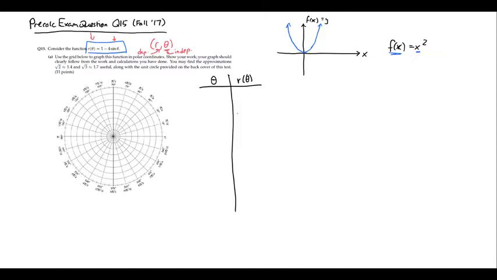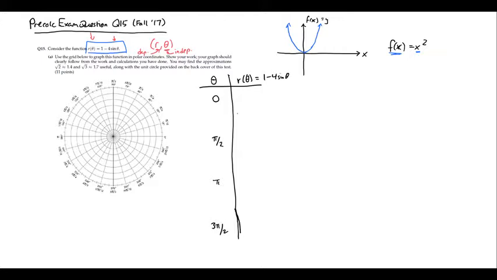And values of theta that tend to be particularly nice for problems like this are multiples of pi over 2. So pi over 2, pi, and 3 pi over 2. Those are good values to start with. I don't think that they're the only ones that we need, but they will help. All right, so anyway, r of theta is always going to be 1 minus 4 sine of theta.